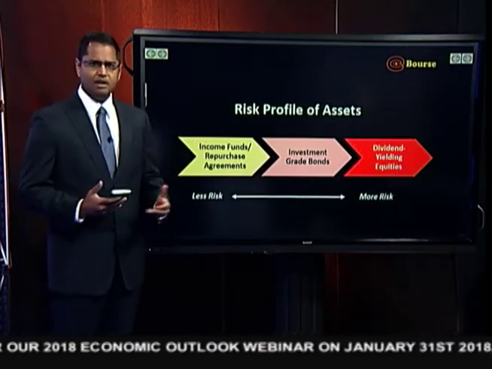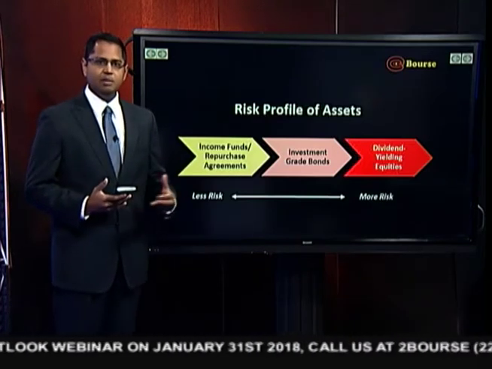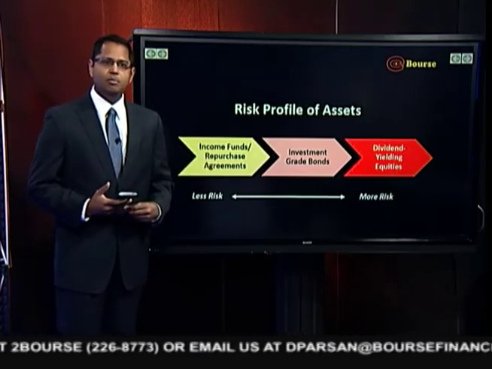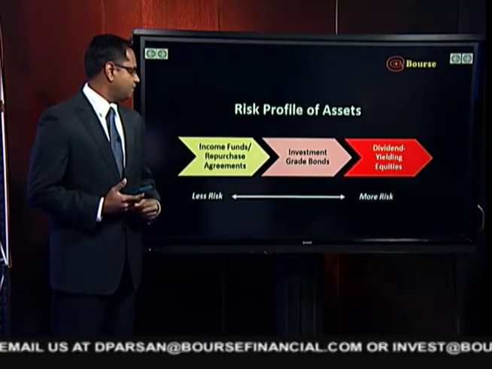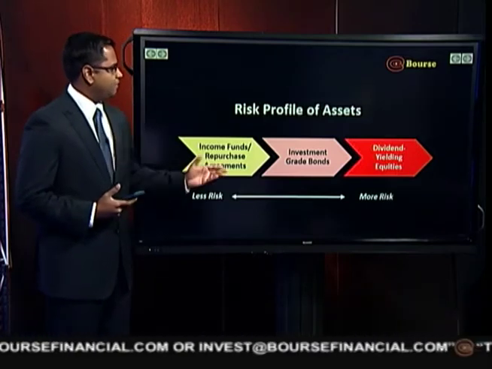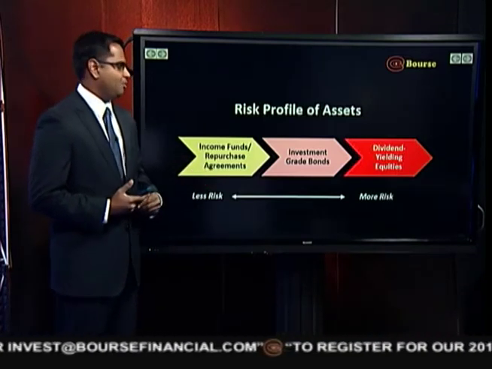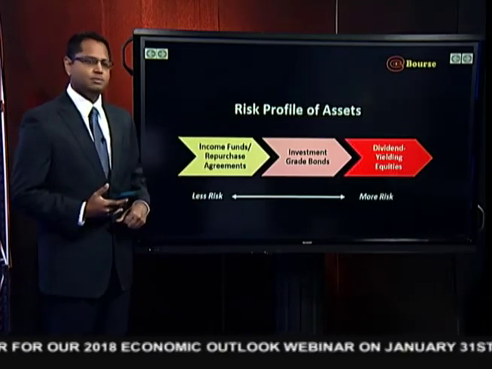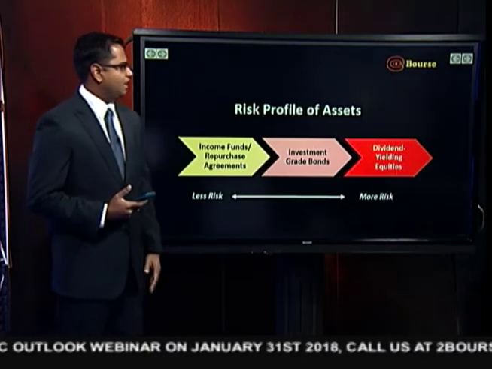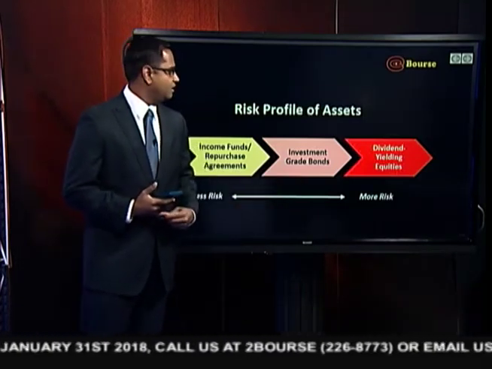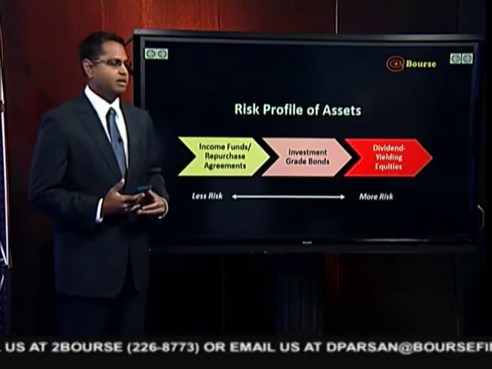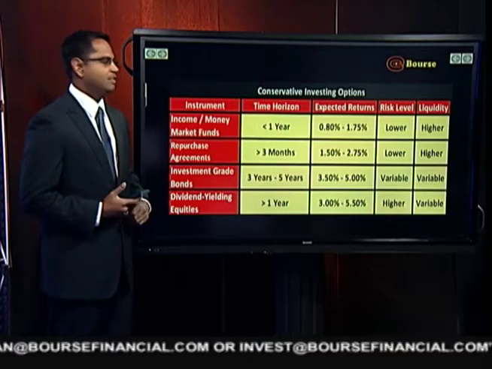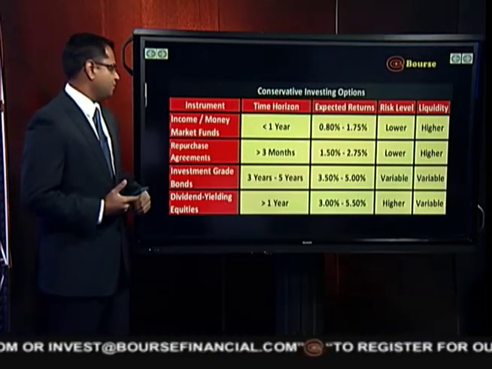So what's available to these sorts of investors? Well, there's a wide array of investment options, but we can break them out into some of the more major alternatives. And those include income funds or money market oriented funds, repurchase investments, investment-grade bonds, and dividend-yielding equities. As you would note, income funds and repurchase agreements tend to be on the lower end of the risk spectrum, and at the opposite end, there are dividend-yielding equities. And traditionally, dividend-yielding equities and equities in general have not been thought of as a conservative investment alternative. Let's take a closer look at each of these investment options.